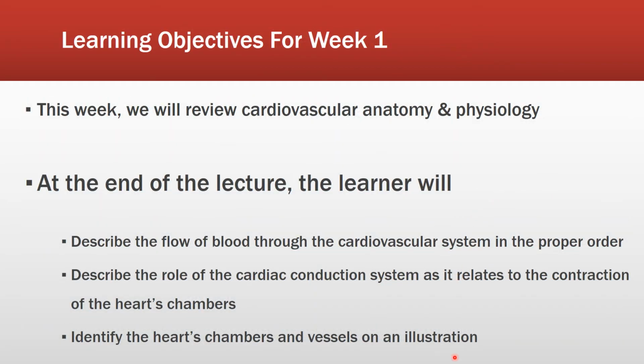As I said before, this week we will be reviewing cardiovascular anatomy and physiology, and our learning objectives for this week are that you will be able to describe the flow of blood through the heart and the vascular system in the appropriate order. You will be able to describe the role of the cardiac conduction system, the parts of the cardiac conduction system, because the heart does, as you know, run on electricity, and how that can cause the contraction of the heart. You will be able to look at a diagram and identify the various anatomical parts of the heart and the vessels and the conduction system.